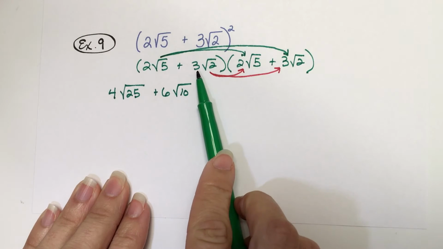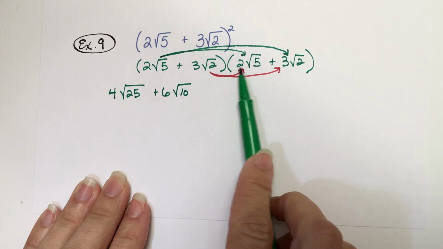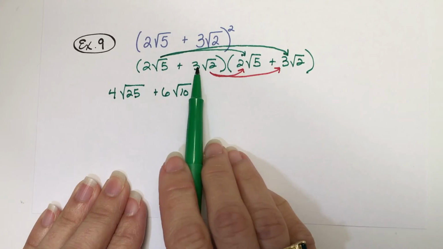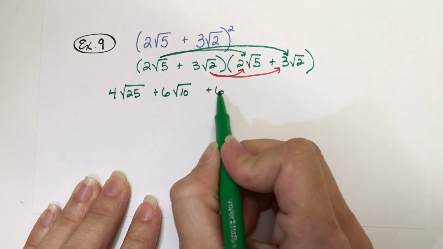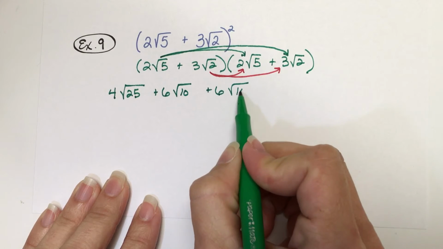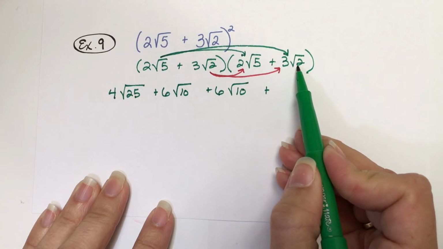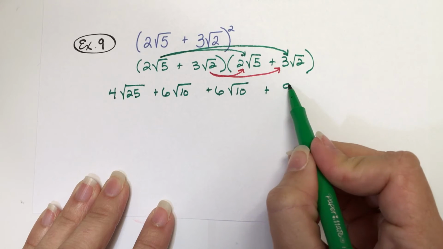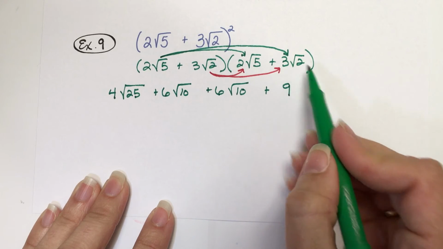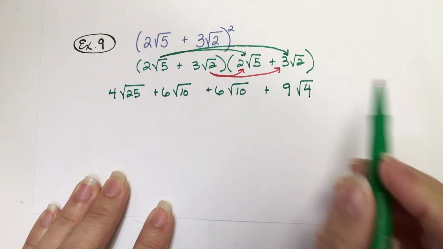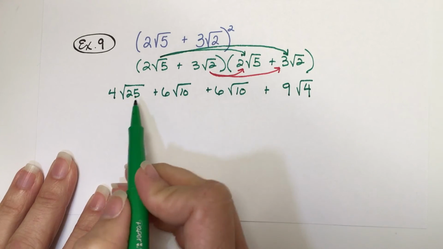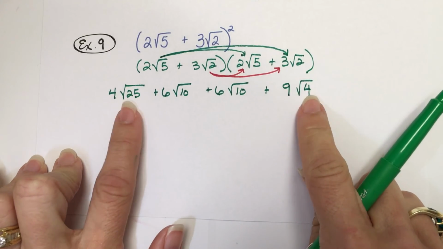Okay, so when we do 3 square root 2 times 2 square root 5, so multiplying what I have in the front, I get a 6. Multiplying what I have underneath, I get a 10. Okay, now 3 square root 2 times 3 square root 2. So the 3 times the 3 is 9. Square root 2 times square root 2 is square root 4. Alright, you do need to simplify each of these radicals.